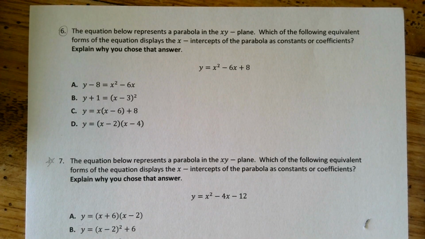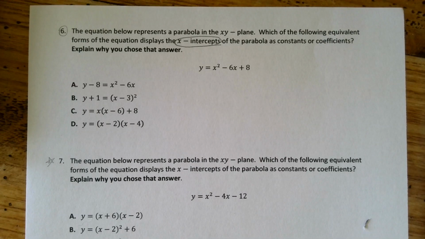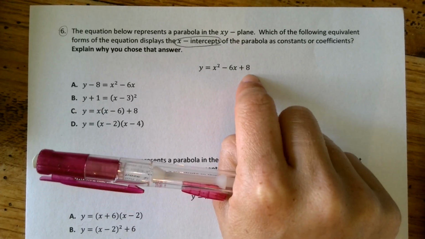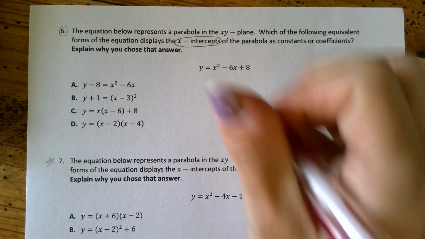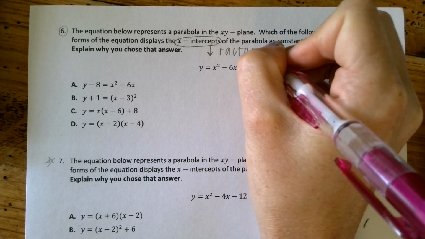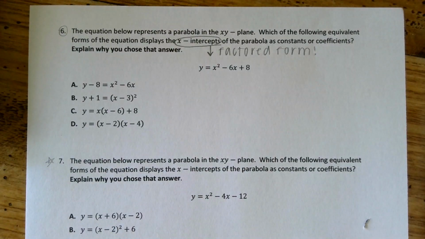Number 6 says the equation below represents a parabola in the xy plane. Which of the following equivalent forms of the equation displays the x-intercepts of the parabola as constants or coefficients? Again, we'll have to explain. So it looks like they give it to me again in standard form, but this time they want me to find x-intercepts, which means that I should be looking for this in factored form. Factored form is the form that shows me x-intercepts, so I know my answer needs to be in that form.